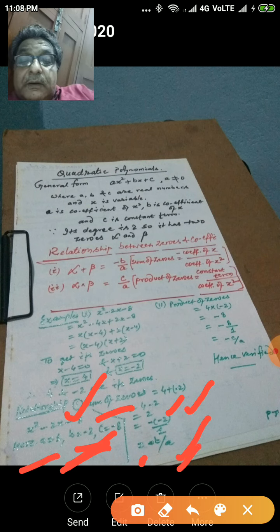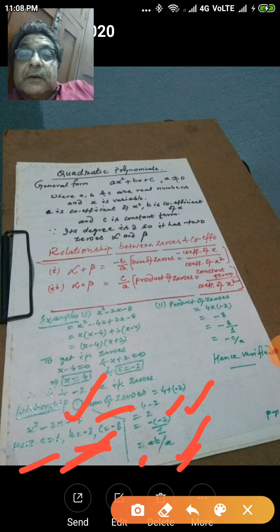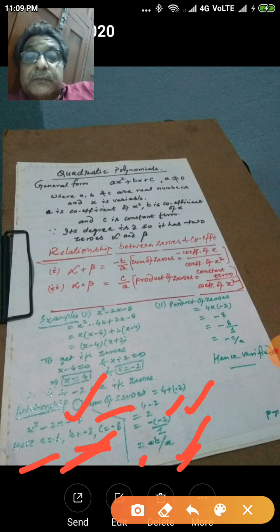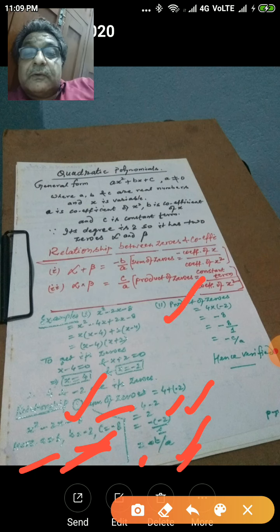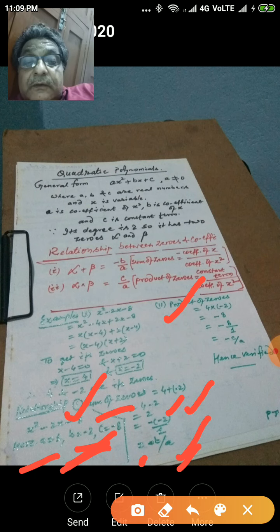In this way we come to here that sum of zeros is equal to minus b by a. So we have derived this. Now second, product of zeros means the two zeros we obtained earlier, we must multiply them. So 4 into minus 2 is equal to minus 8, and minus 8 is again minus 8 by 1.